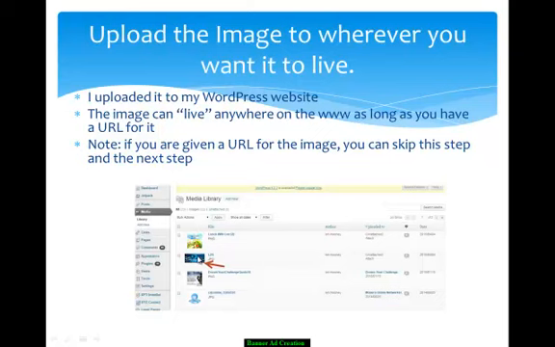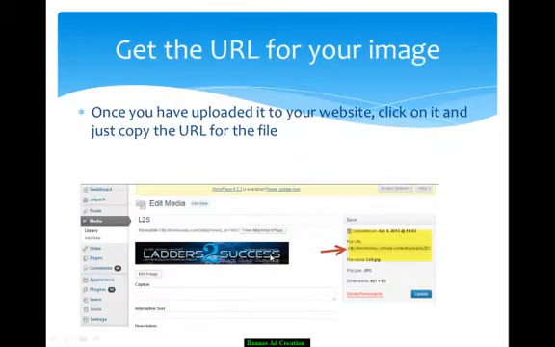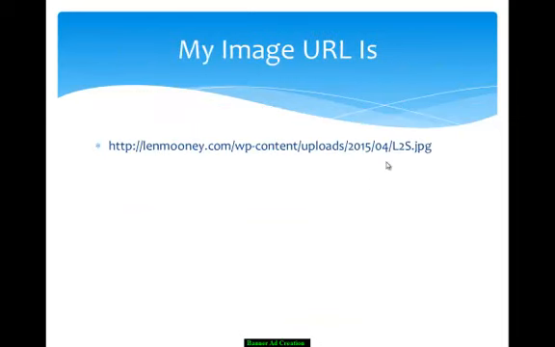Now I need the URL for that image. And so if I just click on it, it brings me to a page that shows me the image and it gives me the actual URL for the image. So that is the address where the image is stored on the World Wide Web. Now the next thing I need, I just put it out there so that you can see what it is. Okay, so I have the URL for the image.